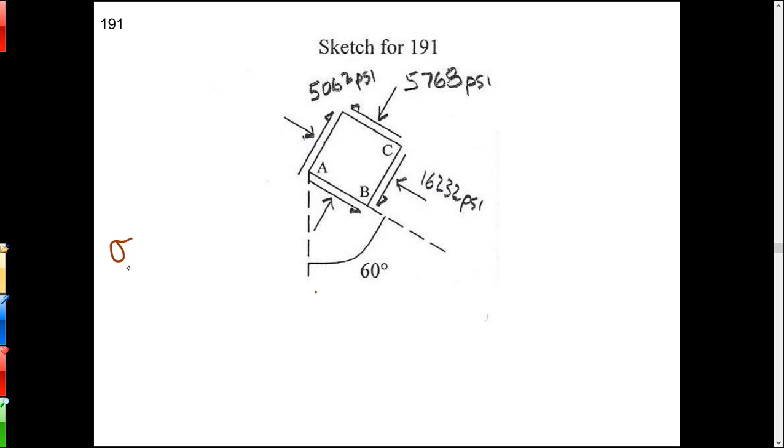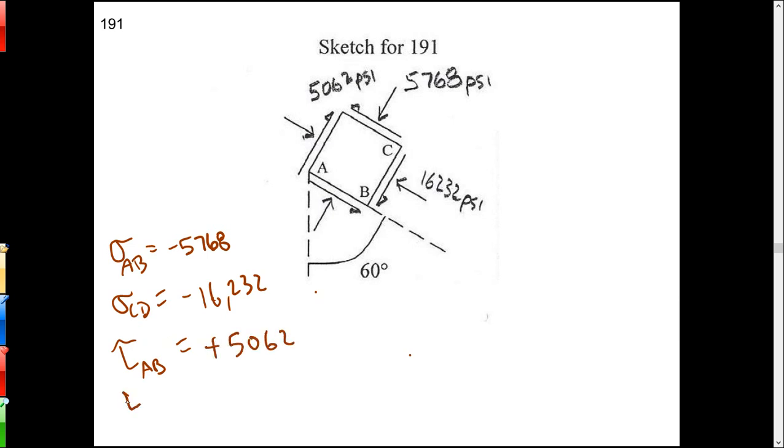There's sigma AB, which is minus 5768. Sigma CD is minus 16232. And then tau AB is positive 562. And then tau BC is negative 5062. Okay. Now, if somebody says, what's the maximum stress on that? I would say the biggest stress is 16232 compression, because that's the biggest stress I've got on it.